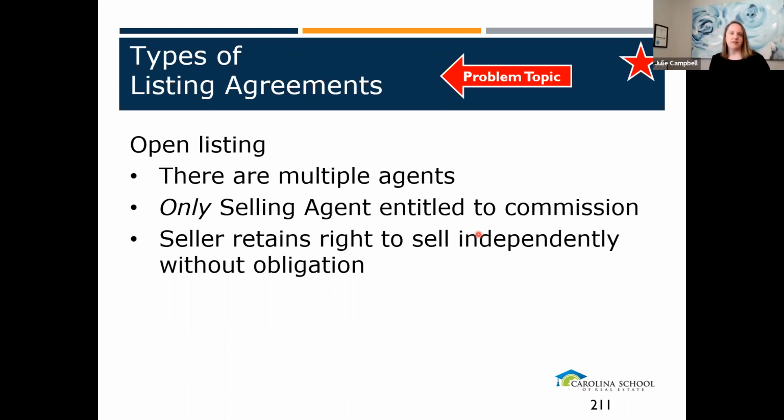Does that make us feel a little bit better? I was seeing the side looks I was getting. Are you kidding me? I could list with 4 other people and possibly not get paid. I saw you. And an open listing, that's exactly what I'm saying. You could list it and not get paid because the only one that's going to get paid is if they bring the buyer.